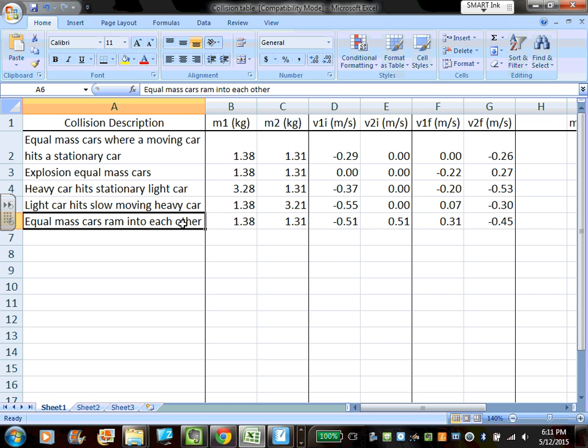Okay, so let's think about this. We've got some masses and we've got some velocities. Now, if we look at the second collision, we saw that the larger mass had a smaller velocity. Smaller mass had a larger velocity. Well, what if we multiply those masses and velocities by each other? So what if I take 1.38 and I multiply it by negative 0.22? Is that going to give me the same answer as 1.31 times 0.27?